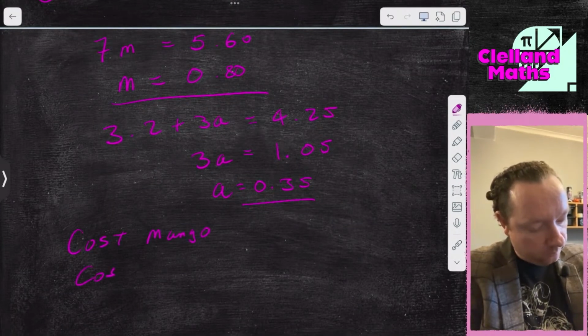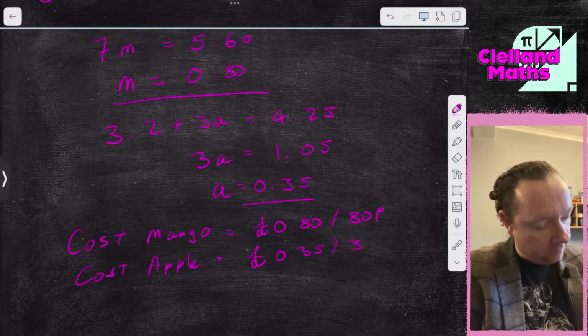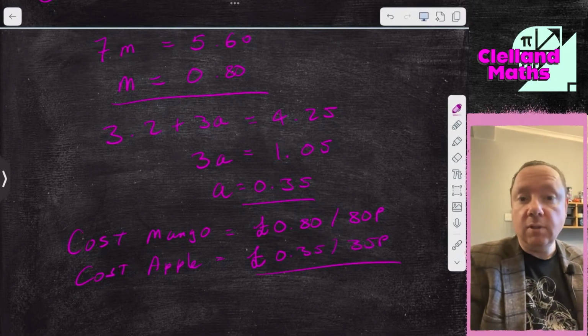cost of an apple, 0.80, so I can put a pound sign, or you can write 80 pence if you prefer, one or the other. You don't need both. 0.35 or 35 pence for the marks, and we're done there.